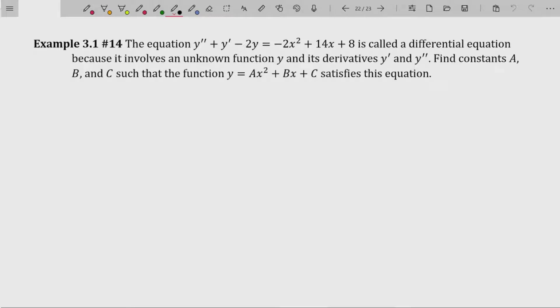Our entire goal when you're solving a differential equation is to find out what is the function y that I could take its second derivative, add it to its first derivative, and subtract twice the original function so that it becomes this parabola. Okay? So our goal is to find constants a, b, and c such that the function y equals ax squared plus bx plus c satisfies this equation.